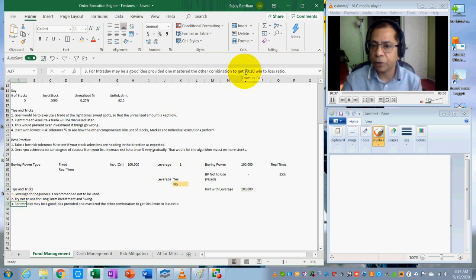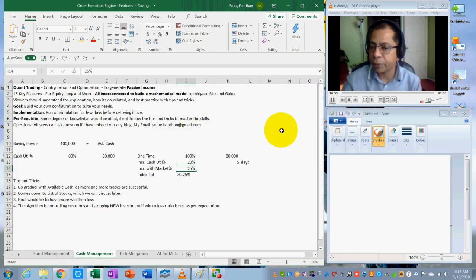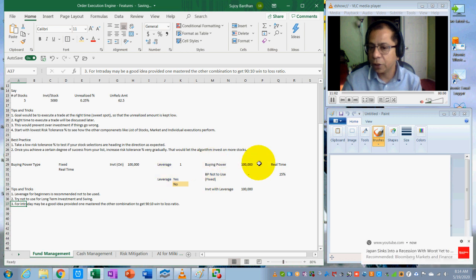If you remember what I spoke, if your win to loss ratio is very good, 90 to 10 or 80 to 20 in that range, you start allocating more cash. That's one of the best practices. But initially, you might have a buying power, as I've said, that if you're not using leverage, you have 100,000 cash, and it doesn't mean that you will be investing 100,000.